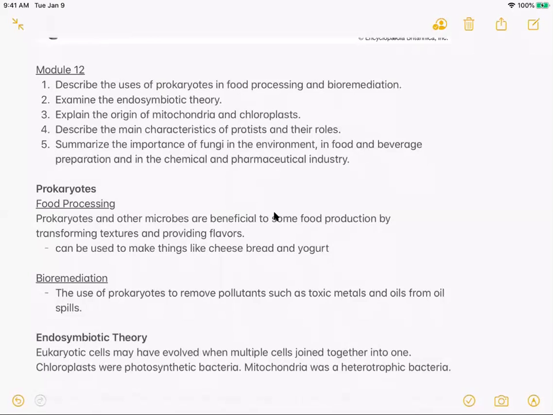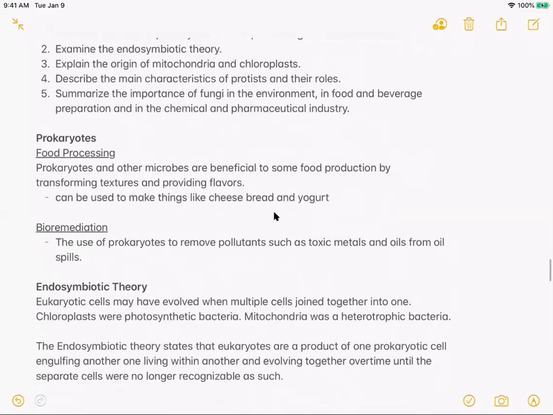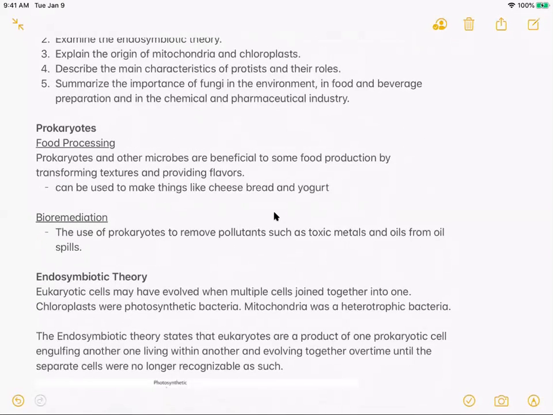Okay, so now we'll move on to module 12. This is the one that we're working on right now. Describe the uses of prokaryotes in food processing and bioremediation, examine the endosymbiotic theory, explain the origin of mitochondria and chloroplasts, describe the main characteristics of protists and their roles, and summarize the importance of fungi in the environment, food, beverage preparation, and so on and so forth.